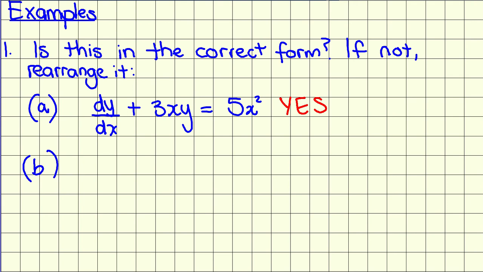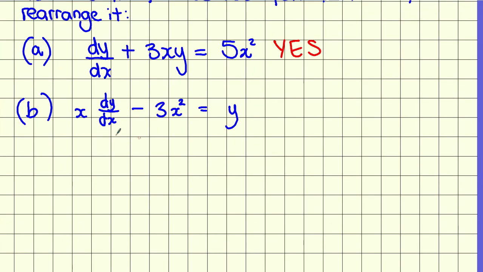Okay, so if I have part B here, x dy by dx, so copy this in, take away 3x squared equals y. Okay, so if you look at part B here, is this in the correct form? Now it's quite easy to see that we've still got a first order differential equation. There's no way that we can get the x's to one side and y's on the other side, so it's not the separable kind. Now the problem lies with this x term there, because you want nothing in front of your dy by dx. So at the minute this is not in the correct form.